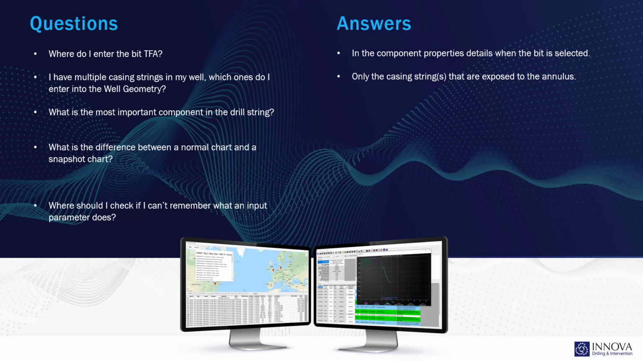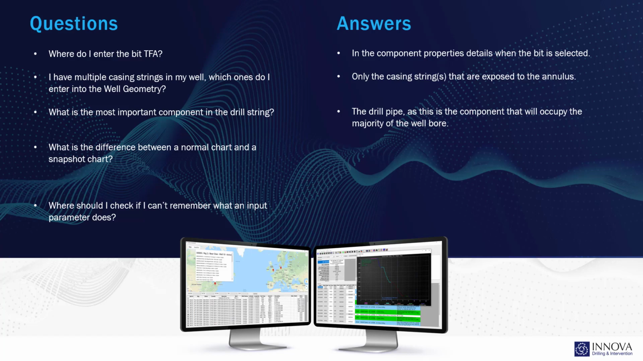Next, what is the most important component in the drill string? The answer is the drill pipe, specifically the drill pipe that stretches from the top of your BHA back up to surface, as this is the component that will occupy by far the most of the wellbore. So any inaccuracies in the details that you enter for the drill pipe will have a major effect on your results.